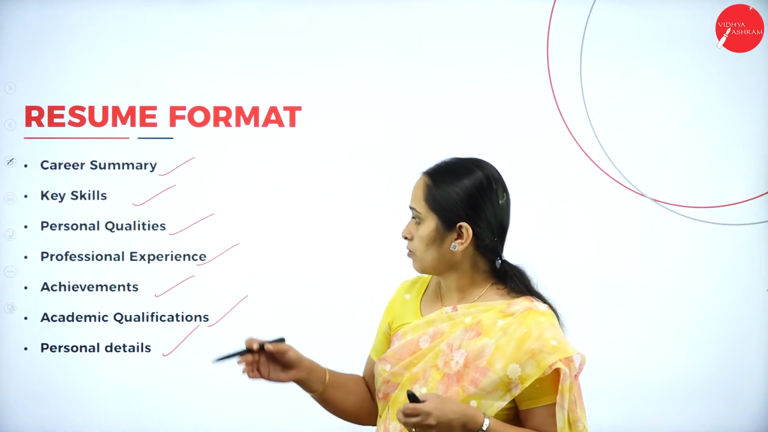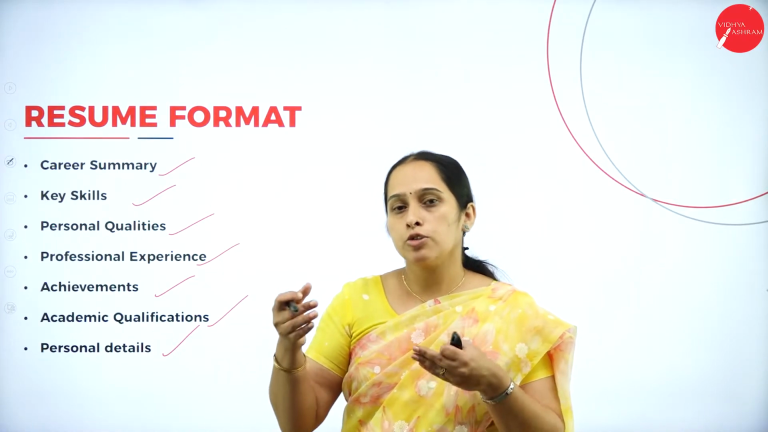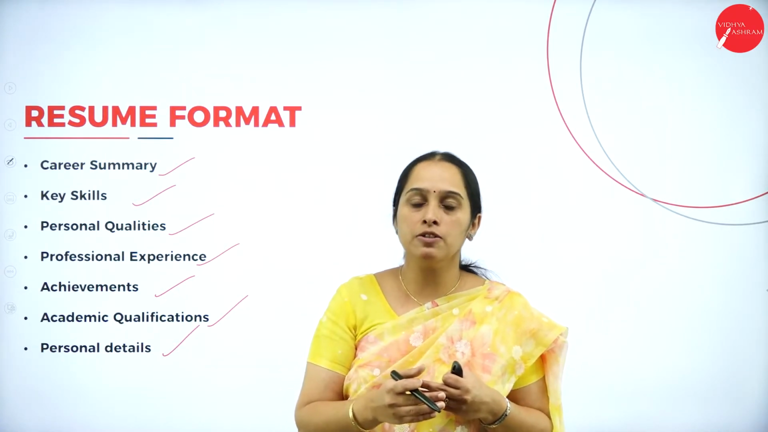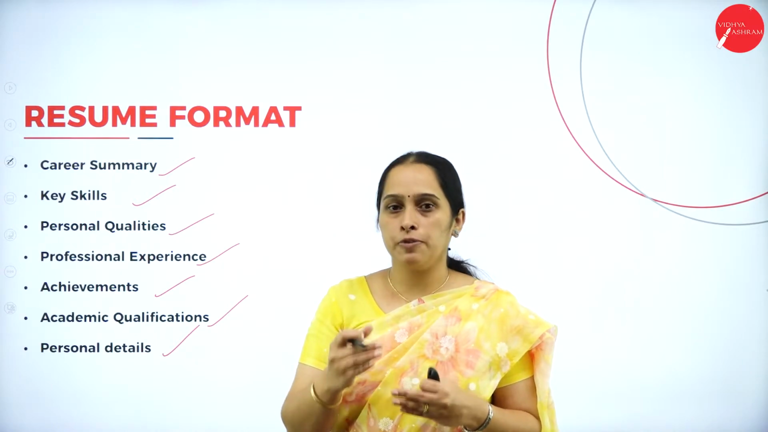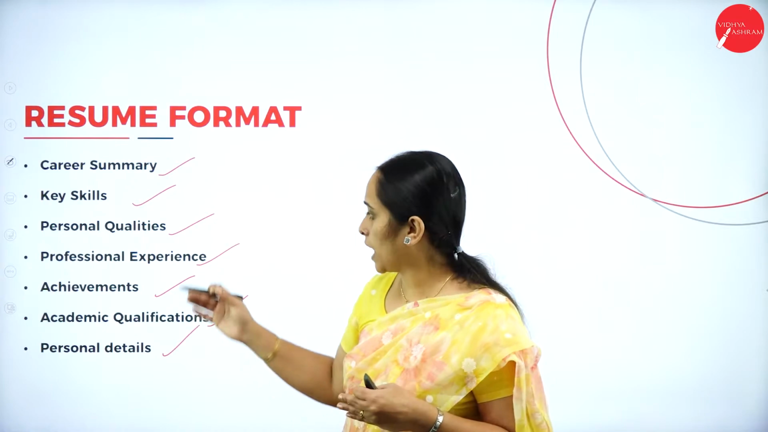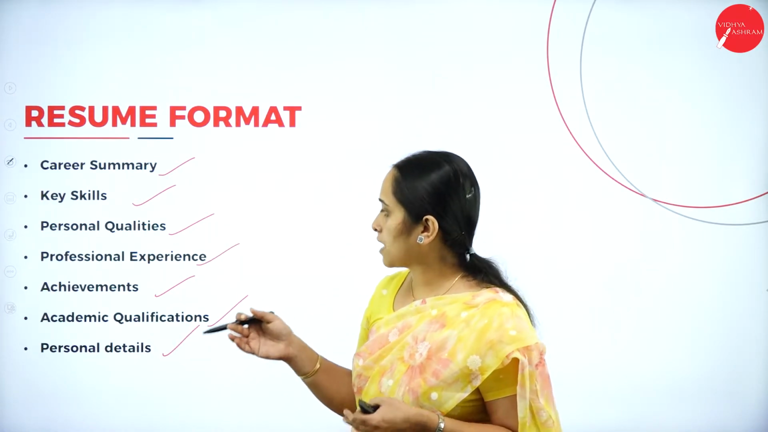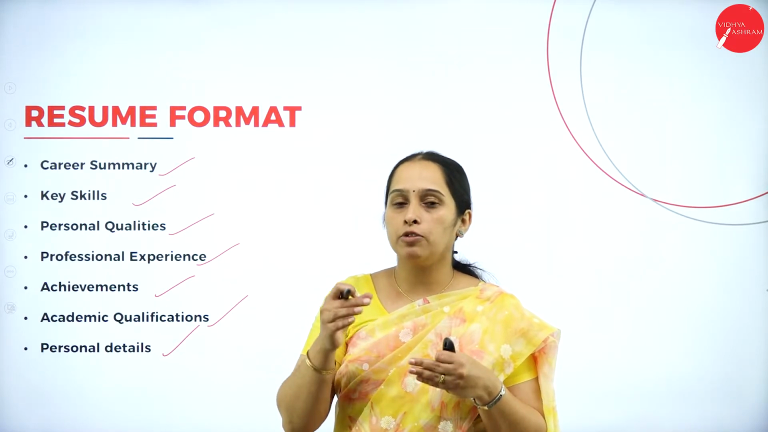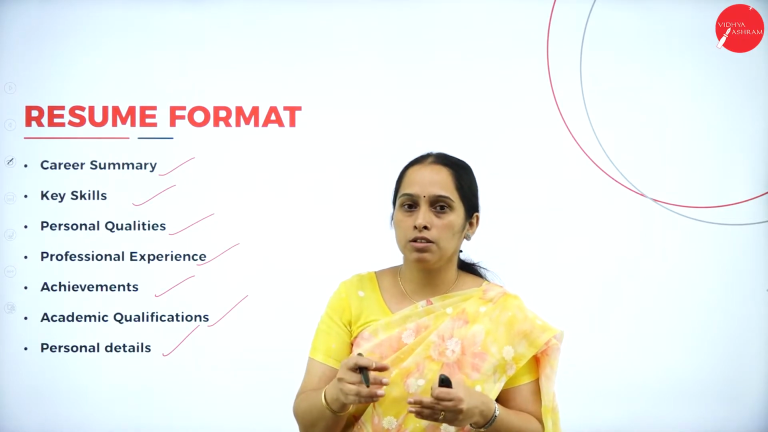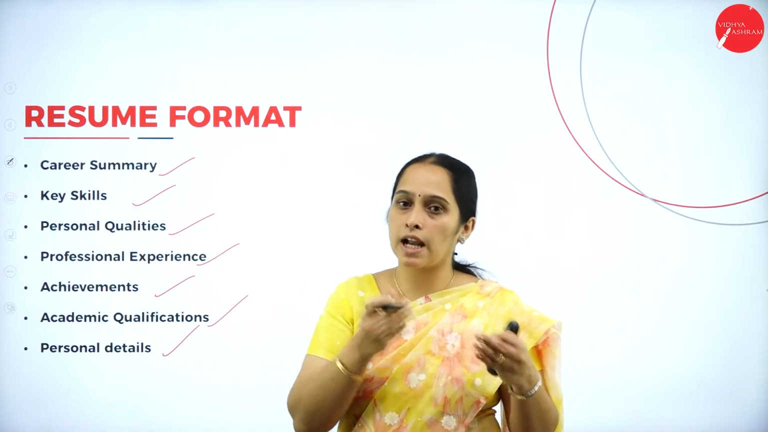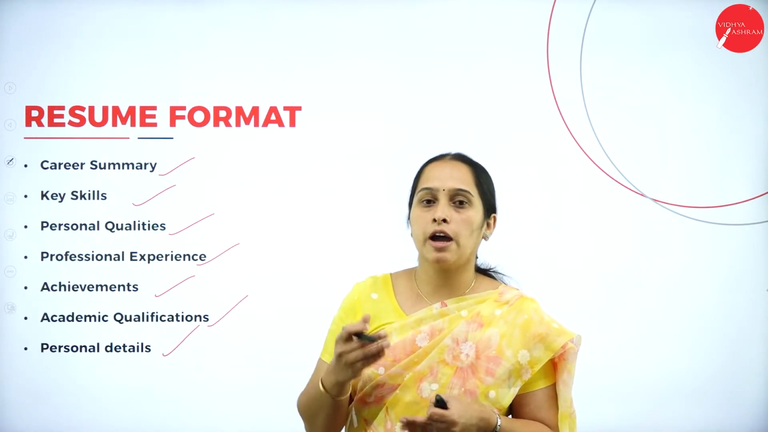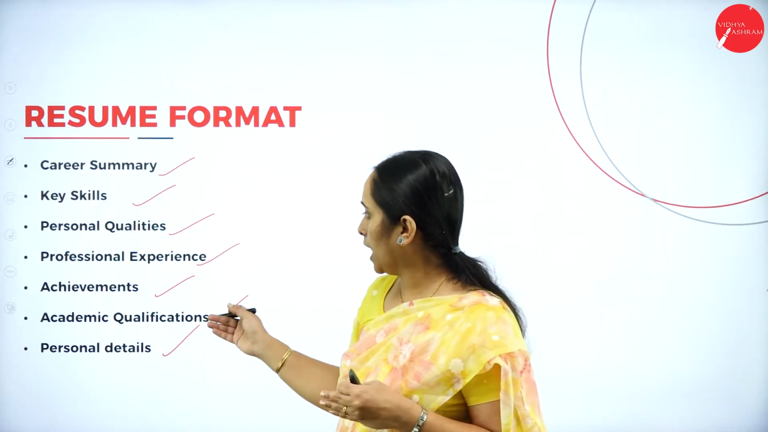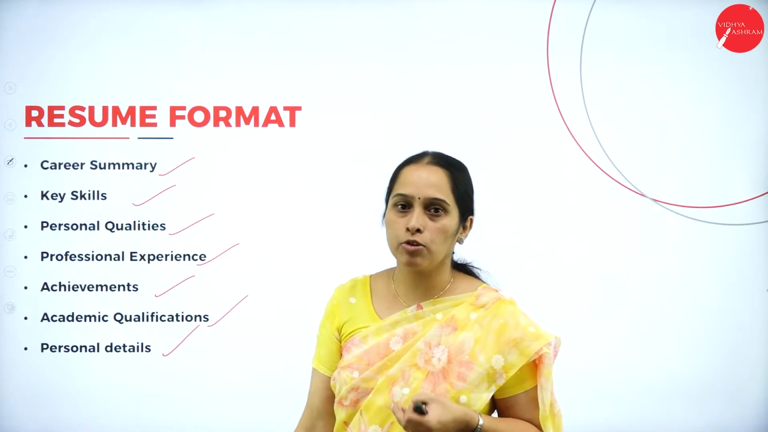Next comes the achievements. In the previous field where you have worked, whether you have achieved something in your field, or if you have won any awards, all those things you can mention under achievements. Next comes the academic qualifications. Under academic qualifications, you have to mention the qualifications which you have studied, for example graduation, post-graduation, or if you have done any professional courses. All that you can include under academic qualifications.